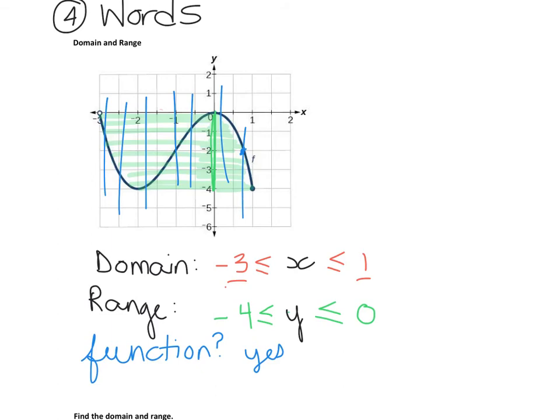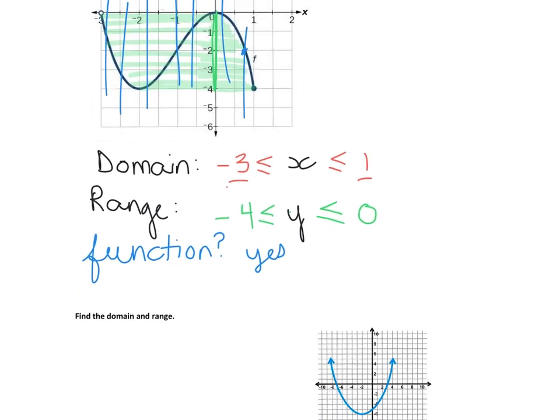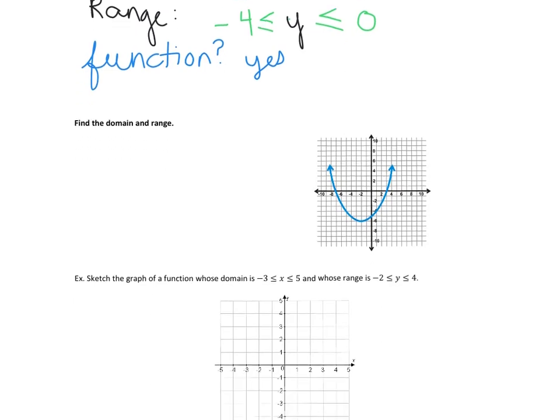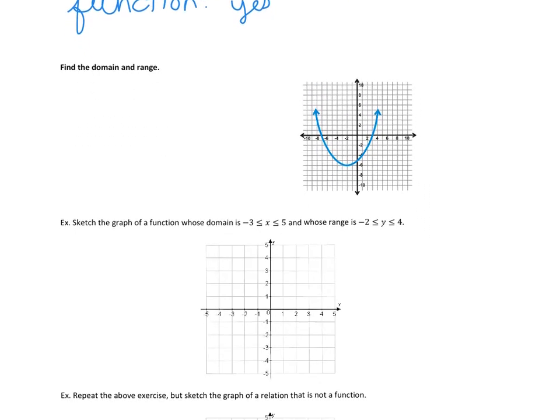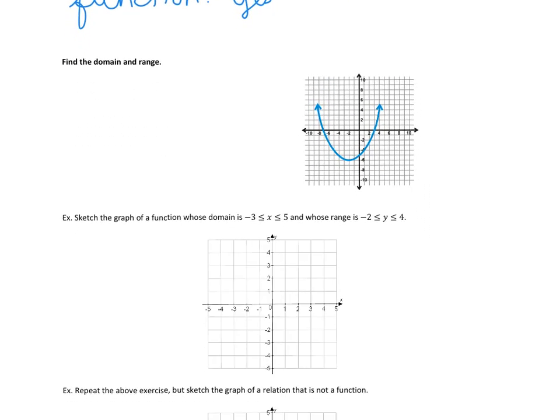Okay, let's challenge ourselves. Sorry. We're still going to find the domain and range. This one's a little bit different. First of all, it's a function by the vertical line test.